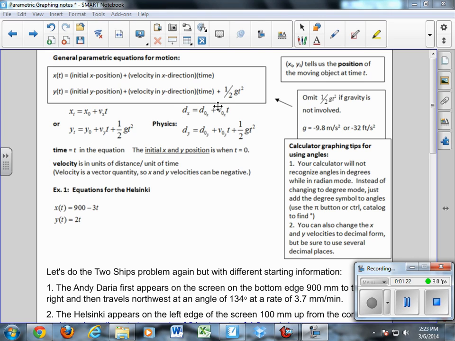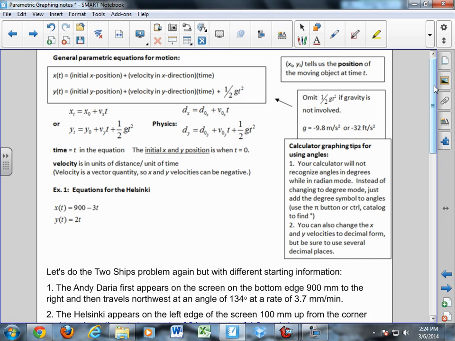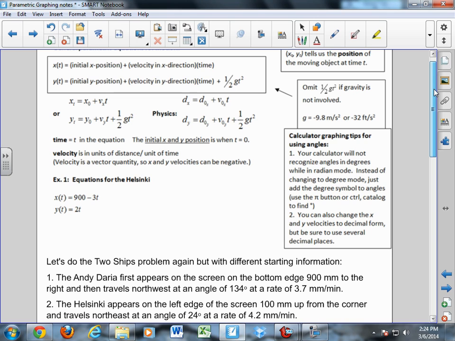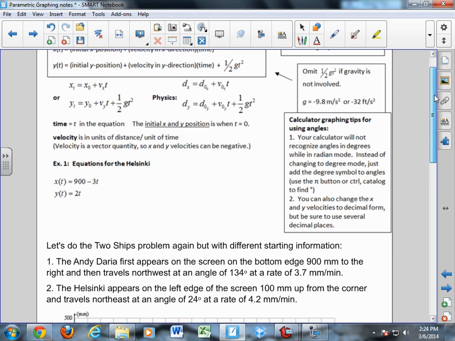If you have been in physics, you've seen a very similar equation, with more complicated subscripts, where d stood for displacement, initial displacement in the x direction, initial velocity in the x direction, etc. Our initial x and y position is when t equals 0, which is why they have the little subscript 0 by it. Velocity is in units of distance divided by units of time. Velocity is a vector quantity, so velocities can be negative in the x and y direction. Initial velocity, however, if it's just velocity in the diagonal direction, which we'll talk about in a minute, would be positive.